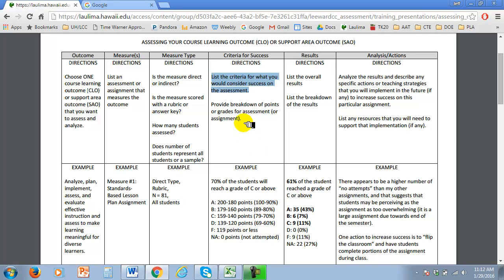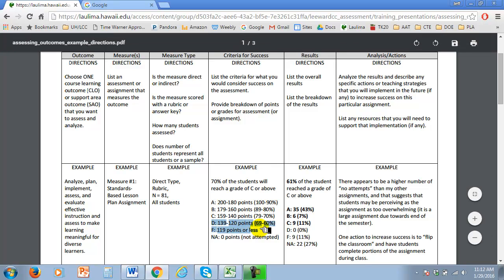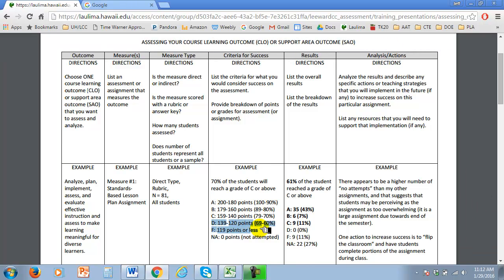And then you would want to provide a breakdown of those points for the assessment. So here is my 70%, that's a C, that's how many points they need, and above accordingly, and then also D and F. I also included, and I think this is up to the instructor or support area outcome folks, that I'm interested in also the people that never attempted the assignment, which means they never turned one in. It is very important to me to distinguish between a low grade and a grade that was never attempted. But again, that's up to the instructor.